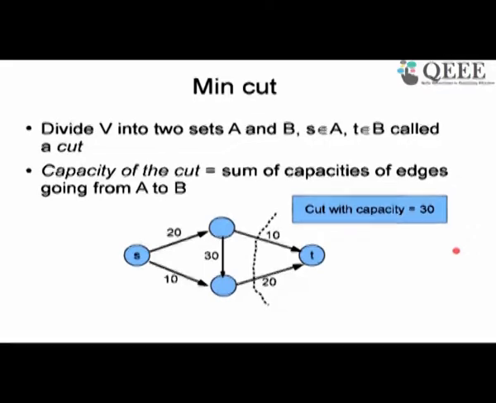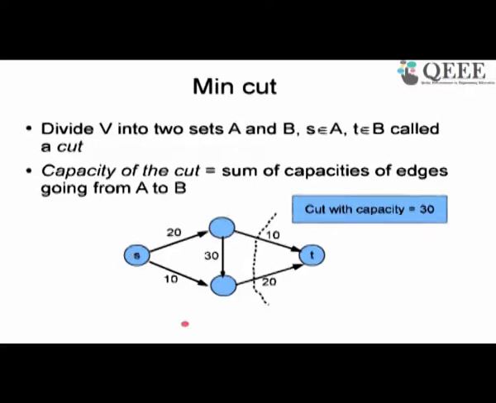Which means, if the max flow min cut theorem is true, and we are going to prove it, the maximum flow you can put through this graph is 30. In some sense it's obvious, because you can see that only 30 is possible from S. This edge has capacity 20, this edge has capacity 10. There is no way you can get a flow more than 30 from S.